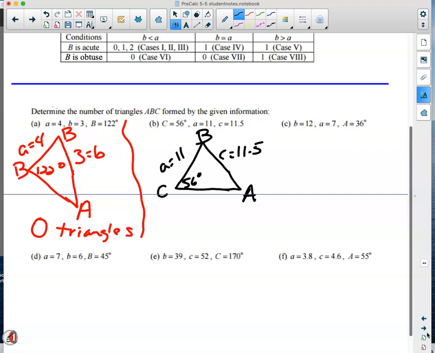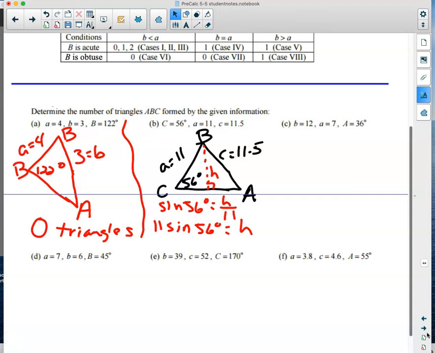Now, this is acute. Going to take a little more work. So what I have to do is figure out what is the height or the altitude of this triangle so that I can compare this to see, am I going to get one triangle, am I going to get two triangles, what's going to happen here. So the sine of 56 degrees equals h over 11, opposite over hypotenuse. And we're just talking about this small triangle that we cut off when we put the height in there. And then 11 sine of 56 degrees equals h. So now's a great time to grab your calculator because we're going to need those quite a bit today.